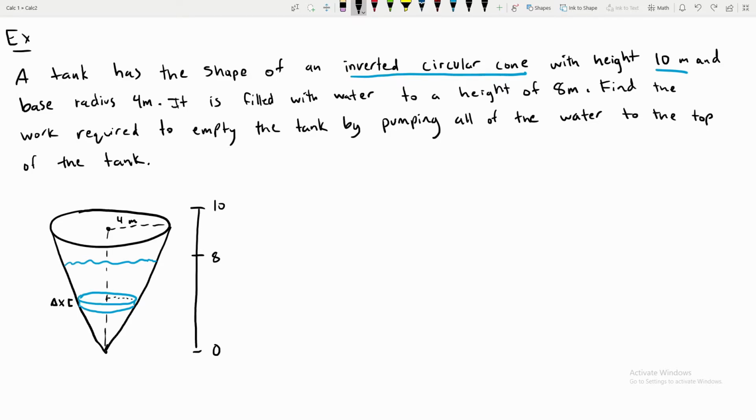The question tells us to find the work required to empty the tank by pumping all of the water to the top. So essentially we're going to have to take all of this water and pump it to the top. And again, we know that the tank has a height of 10 meters, so the water all the way at the bottom down here is going to have to go up 10 meters.